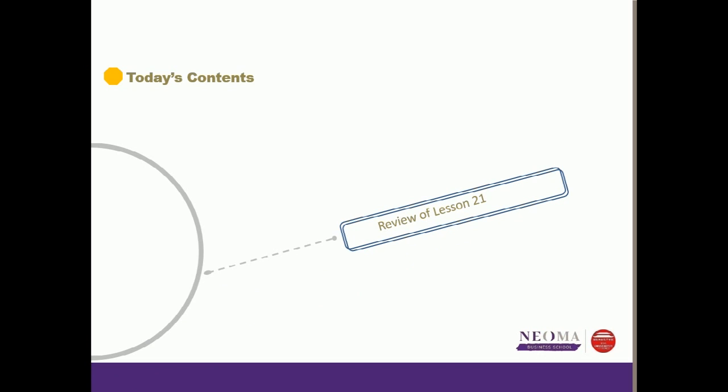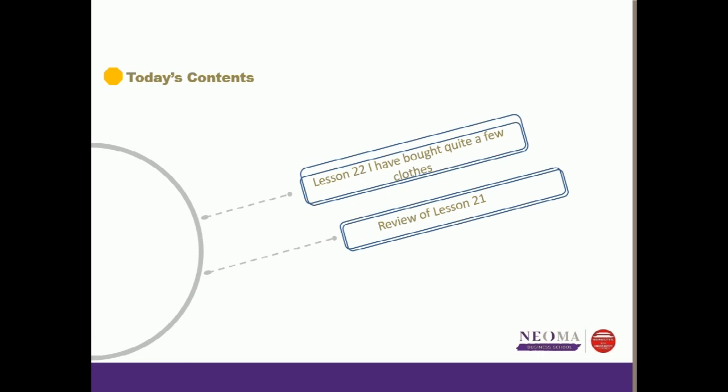First of all, we will review Lesson 21. In Lesson 21, we learned the usage of the action indicator, which is 了 (le), and it shows the action is finished, completed. And then for today's content, I have bought quite a few clothes. We're going to continue review about this grammar point, and at the same time point out the usage of 都 (dōu) and the pronunciation of 啊 (a).